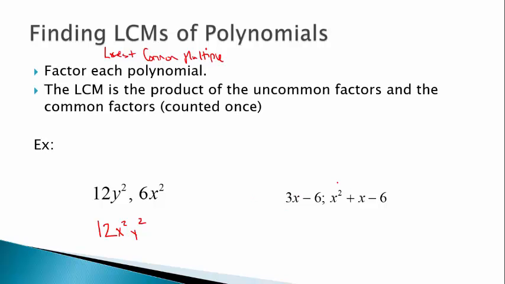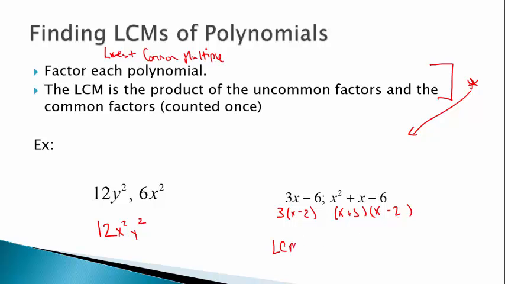Okay, but now what if we have something like a pair of polynomials? I have 3x minus 6 and x squared plus x minus 6. That's where these steps come in handy. They tell you to factor each polynomial. The first polynomial we can take out a GCF of 3. The second polynomial, x squared plus x minus 6, is going to take a little bit more thinking. We have to come up with a pair of numbers that multiplies to negative 6 but adds to 1. So positive 3 and negative 2 will do that.